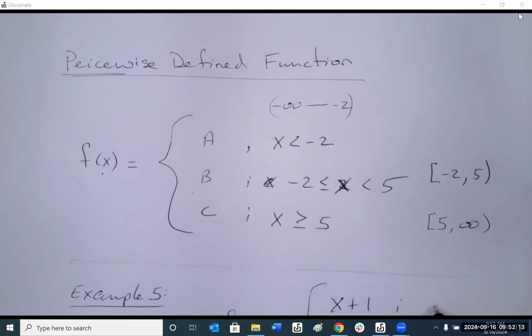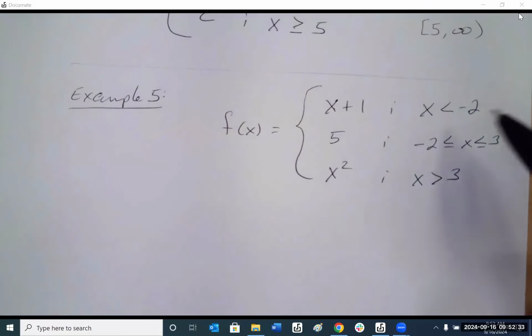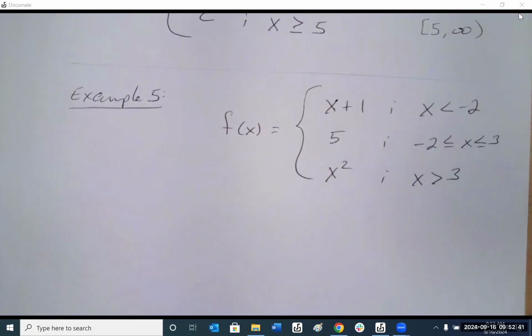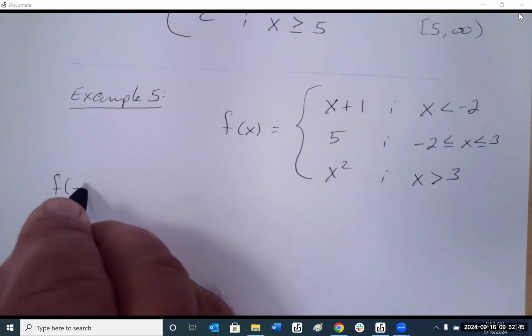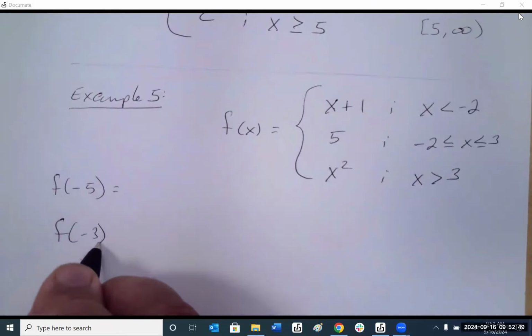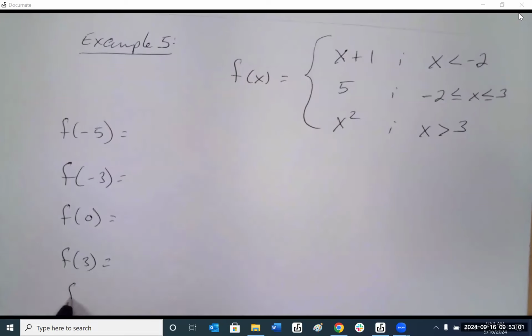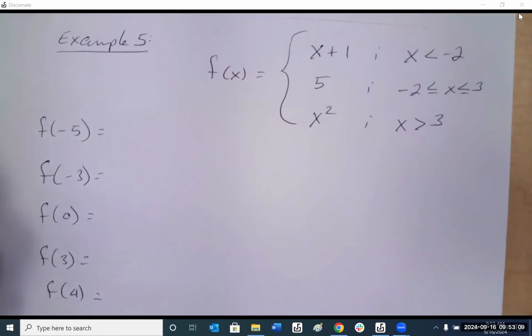Okay, so the first one, here's an example. When x is less than negative 2, it's x plus 1; between negative 2 and 3, it's 5; and x squared when x is bigger than 3. First thing, check the x's. It goes from negative infinity to negative 2, negative 2 to 3, and 3 to positive infinity. So it's checked. We have to answer these five or six questions.